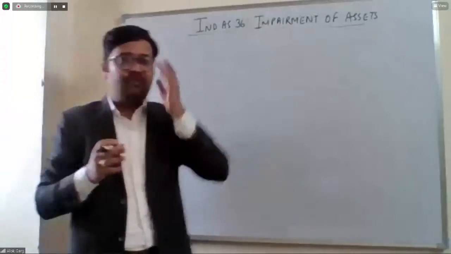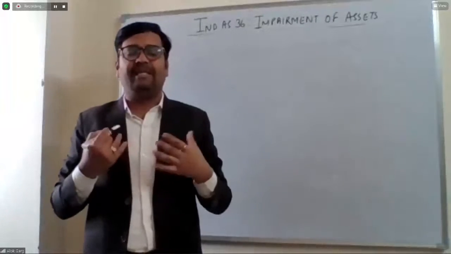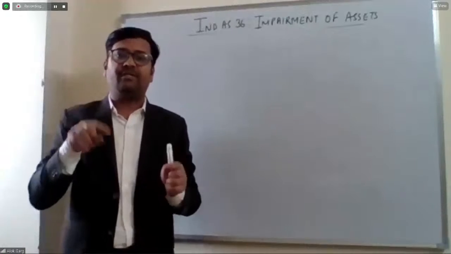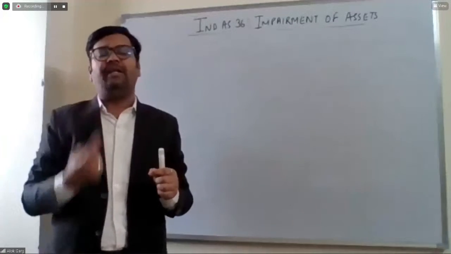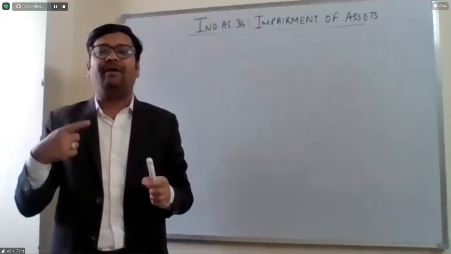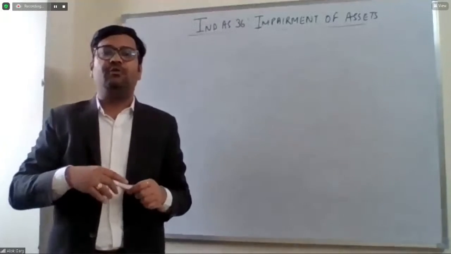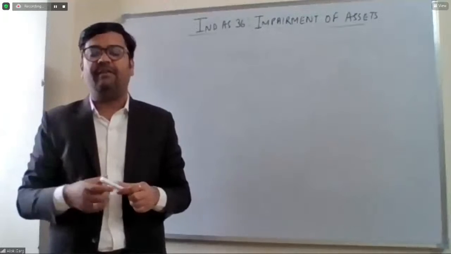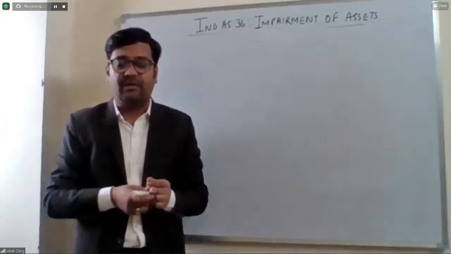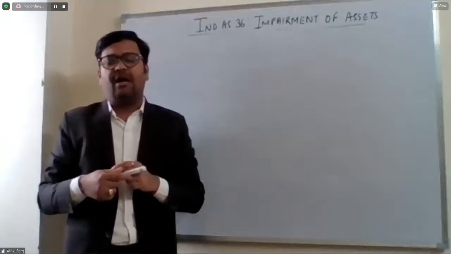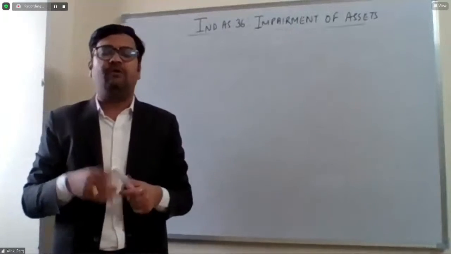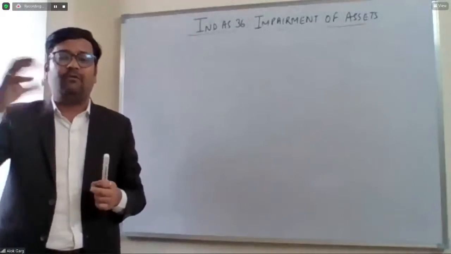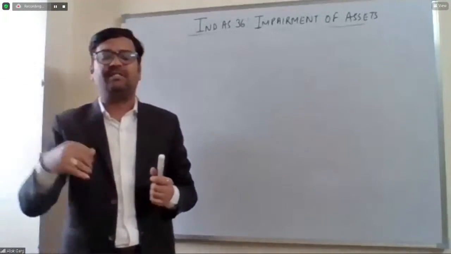Now, we understood what is recoverable value. We understood how to calculate impairment loss. We understood when to calculate a recoverable amount: whenever there is an indicator, we need to do the impairment assessment. Then we discussed how to calculate fair value less cost of sale, and how to calculate value in use, what is cash flow, what is discount rate.